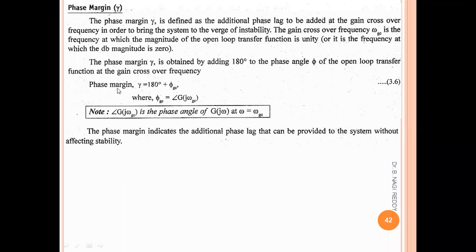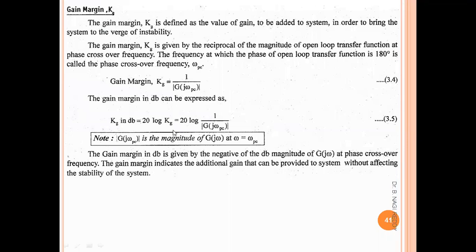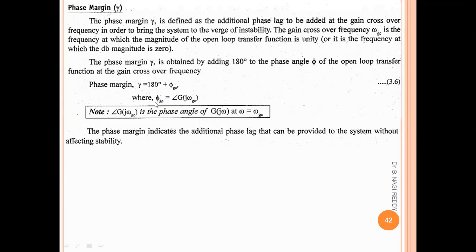And you can see here the phase margin gamma can be calculated as 180 plus phi gc, where this phi gc is the angle of the open loop transfer function at gc, meaning the gain crossover frequency. Of course, you know the angle can be represented as the angle of G of j omega gc. So this is how we can determine the phase margin. So gain margin and phase margin.